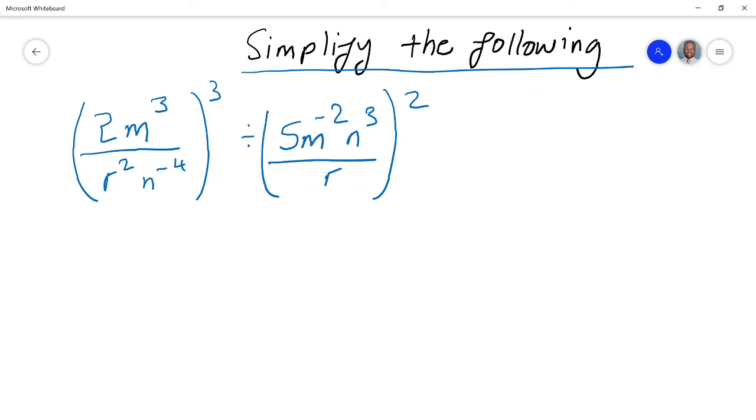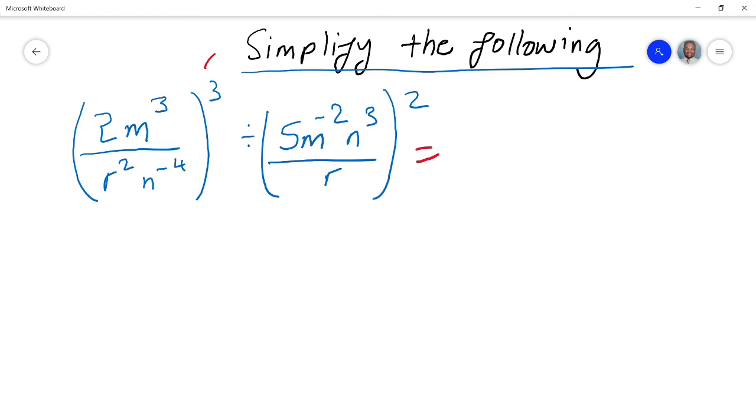Now if you look at this question, we've got a division. What do we do there? I'm going to read this question out loud. 2m to the power 3 over r squared n to the power negative 4, the whole thing cubed, divided by 5m to the power negative 2 n to the power 3 over r, the whole thing squared. So what do we do now?